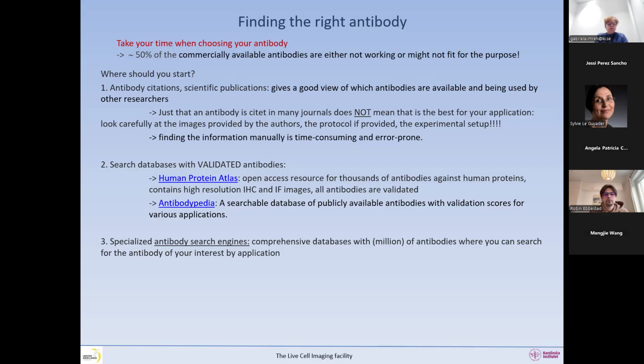There are also other more specialized antibody search engines, also containing comprehensive databases, sometimes with millions of antibodies, where you can search for the antibody of your interest by application and so on. And going to all these search engines would spare you a lot of time.